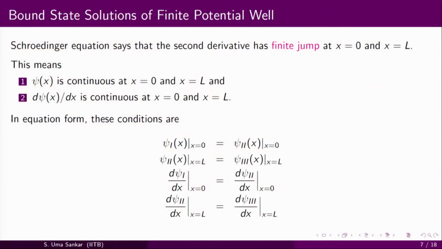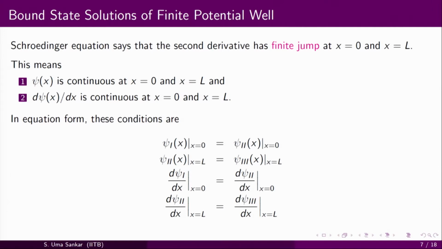So, there is a discontinuous change in the potential at x equal to 0, and Schrodinger's equation says that that implies a discontinuous change in the second derivative. Now, if you look at the behavior of functions and their derivatives.